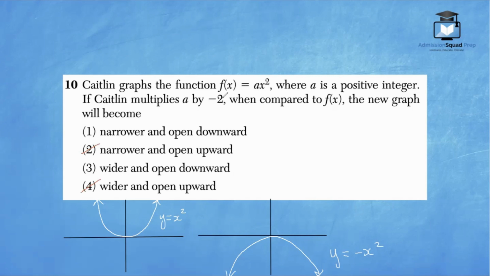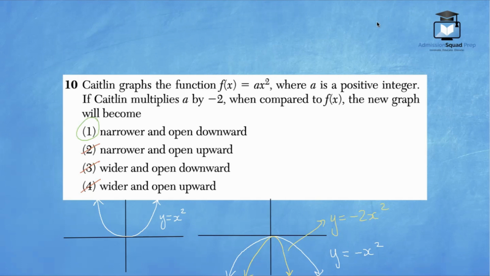So now we just need to determine how will the 2 impact this actual function. There's a rule that when you multiply a function by a number greater than 1, it actually makes the function narrower. So our parabola will look something like this. So this function here would be y equals -2x squared. So we know for sure that answer choice 3 is incorrect, and the correct answer is going to be answer choice 1.